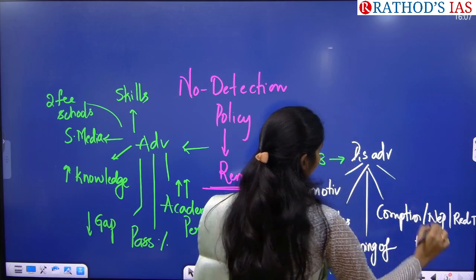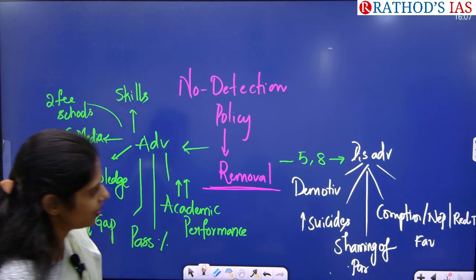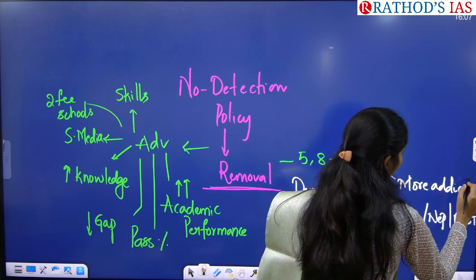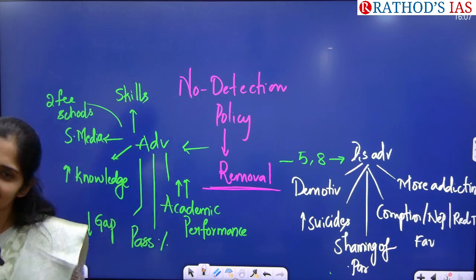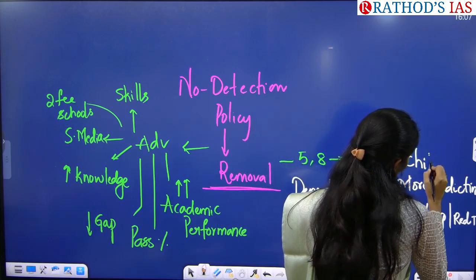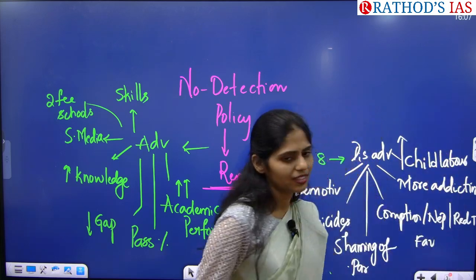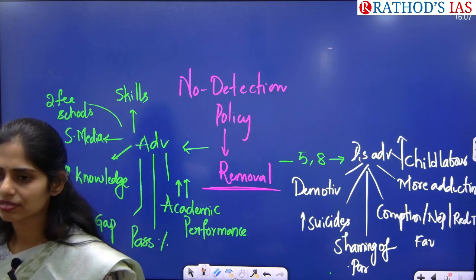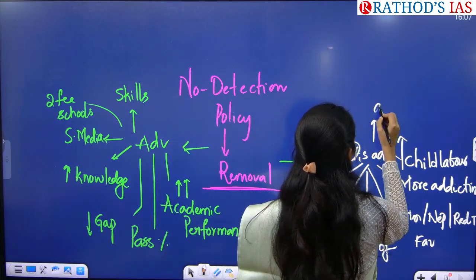Next. Okay, more addiction to social media. What about child labor? If they're not getting passed, what will the mother say? You're not fit for studying. Come with me and let's go for work. Child labor can increase. Next. That I wrote, more addiction. Next. Okay, the age to complete education will increase.